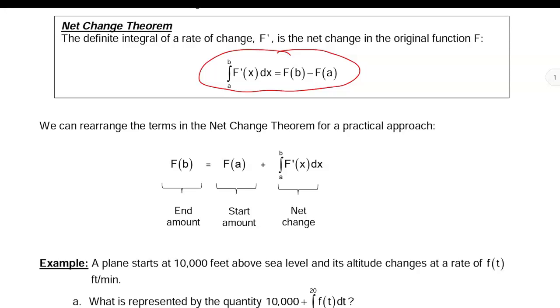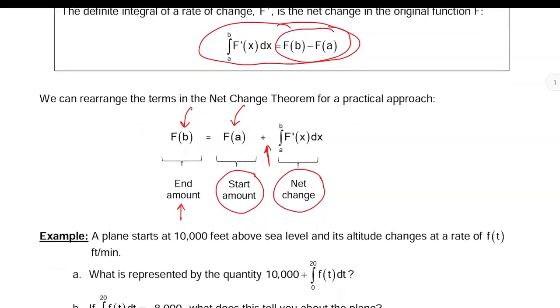When we set up f of b minus f of a, f of b is actually the end amount, f of a is a starting amount. So if you think about it, if you take the starting amount and add on how much has changed, then you'll get the end amount. We're going to look at some examples of this.